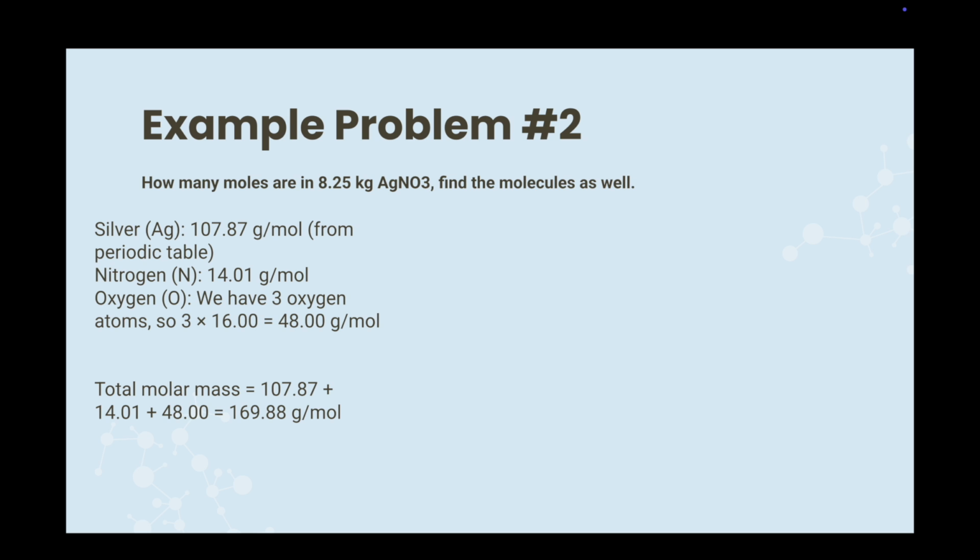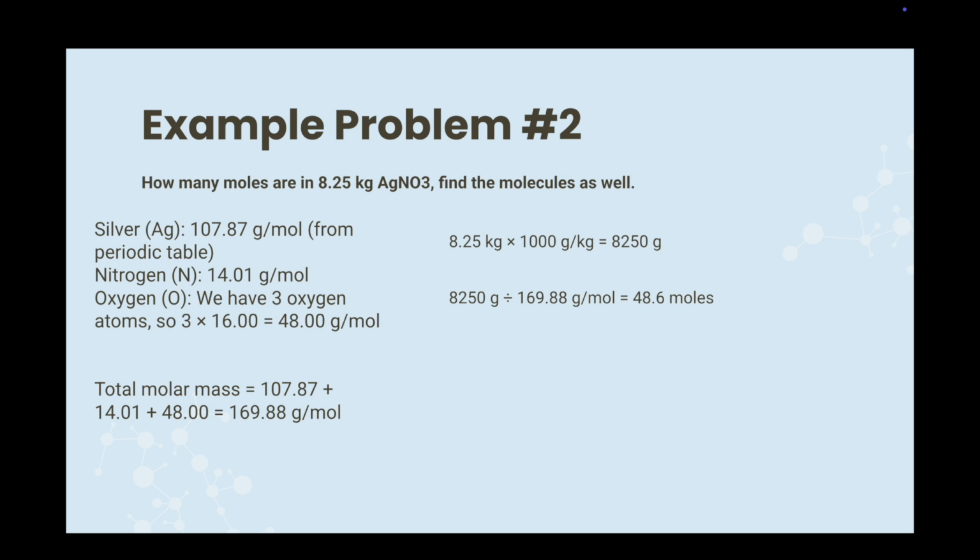Now step 2. Notice we're given 8.25 kilograms, but our molar mass is in grams per mole. We need to convert 8.25 kilograms multiplied by 1,000 grams over a kilogram to give us 8,250 grams. Now, always check your units. This is where many students make mistakes. Now for step 3, convert mass to moles. Moles equals mass divided by molar mass. Therefore, moles equals 8,250 grams divided by 169.88 grams per mole to give us 48.6 moles.